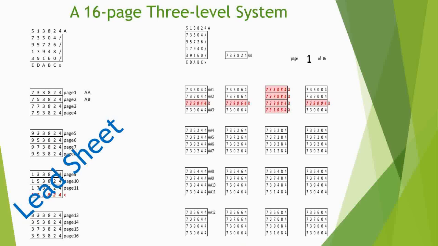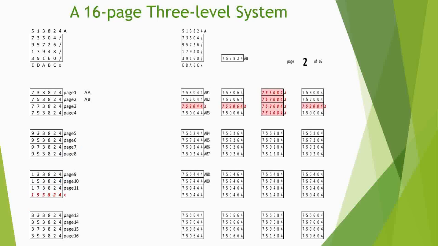The left side is the lead sheet, rhymes with bead. The right side is showing page 1. And here is page 2. The customer needs a housekeeping key only for certain doors under AB. How can we accomplish that?